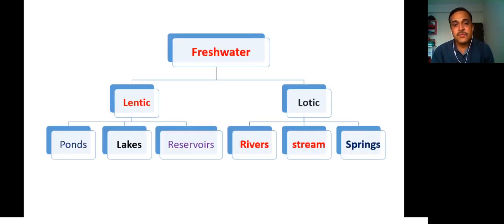Again, this fresh water is broadly classified into two types. First, the freshwater sources are either lentic water bodies or lotic water bodies. So what is the difference between these lentic and lotic water bodies? Lentic means stagnant or standing water, which means it is not flowing or running water. Those water bodies are called lentic sources of fresh water.